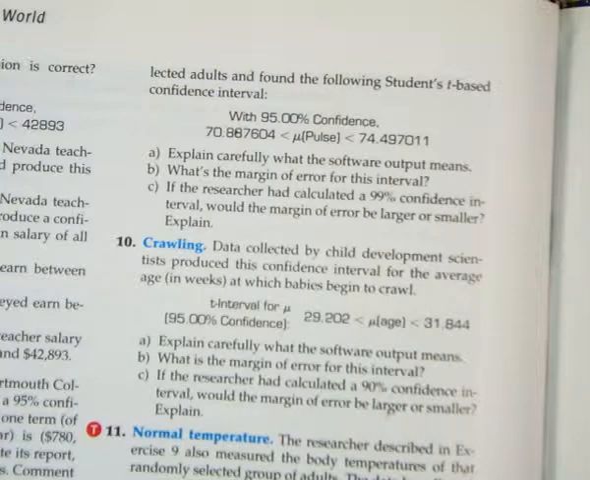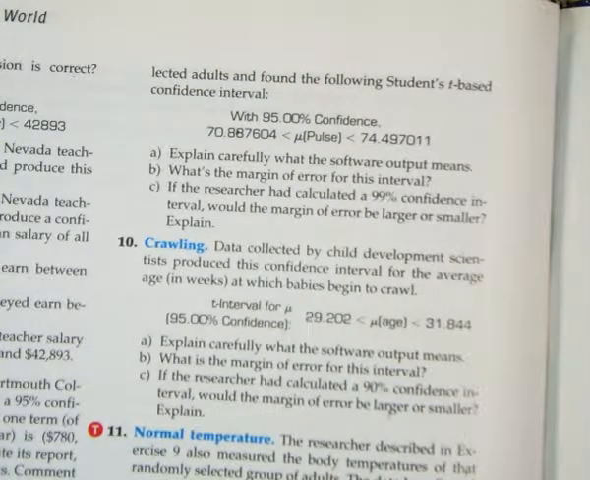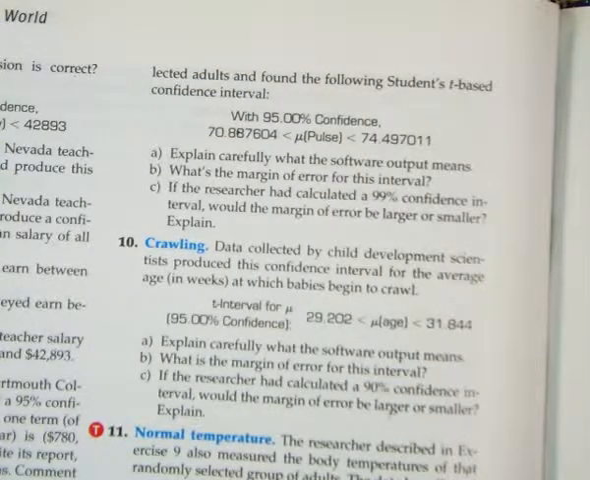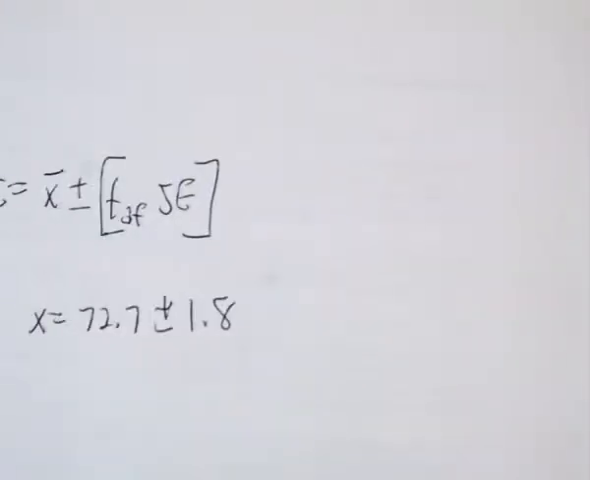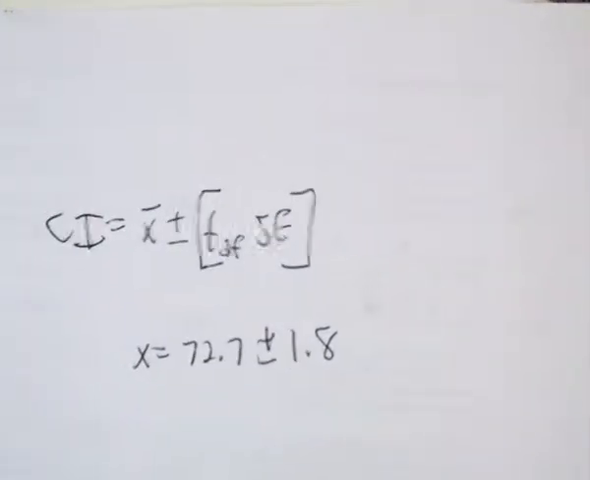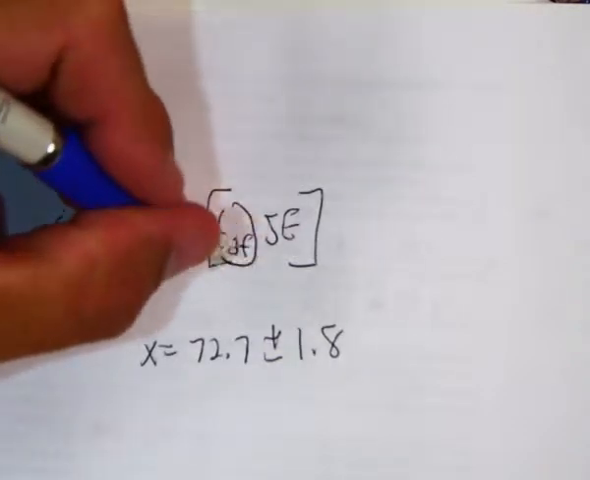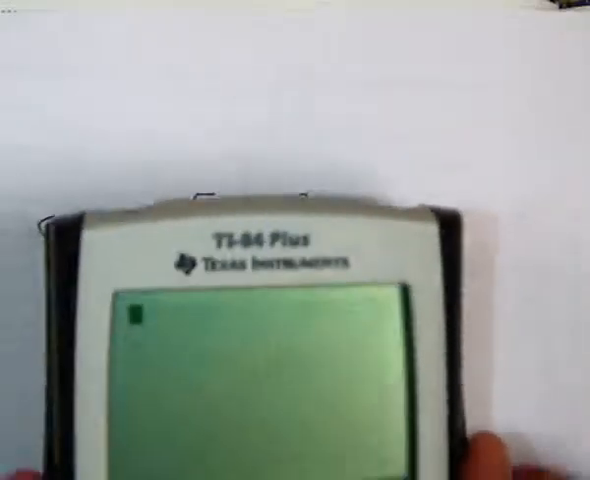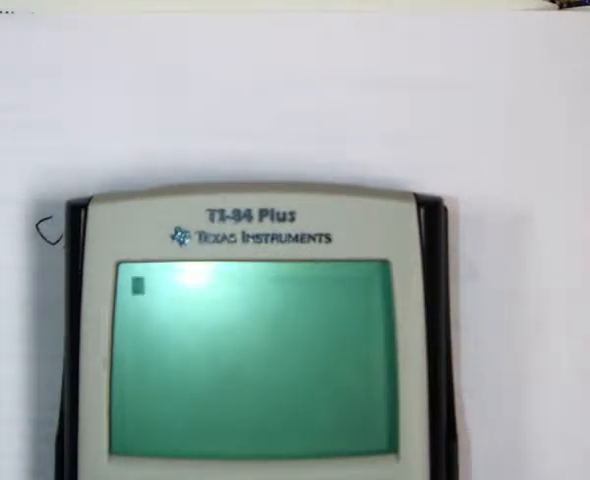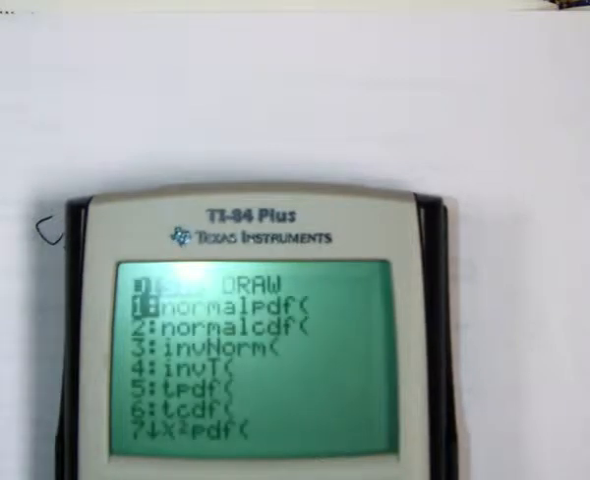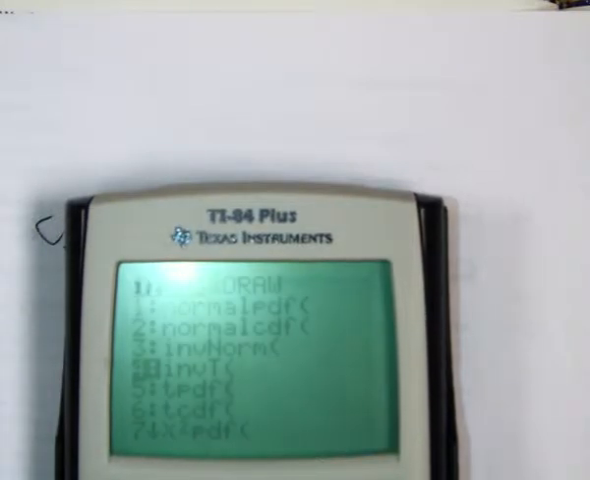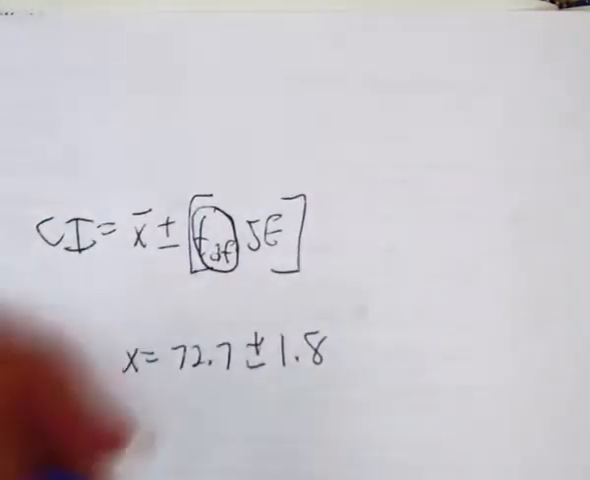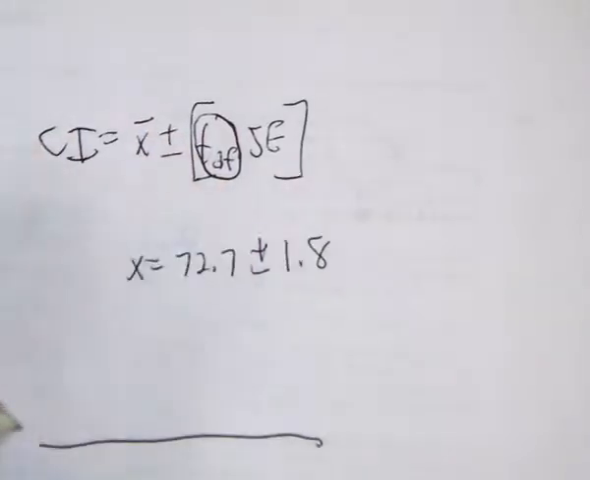Okay, so the researcher had calculated a 99% confidence interval. Would the margin of error be larger or smaller? Well, what would change? This would change. Everything else would stay the same. So let's just make one up. Let's say we had a sample of 50 people, so our degrees of freedom would be 49. So a 95% confidence interval. Okay, remember, 95% confidence interval.